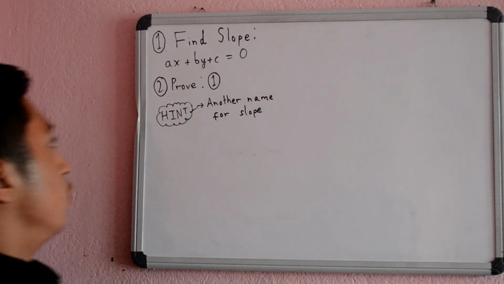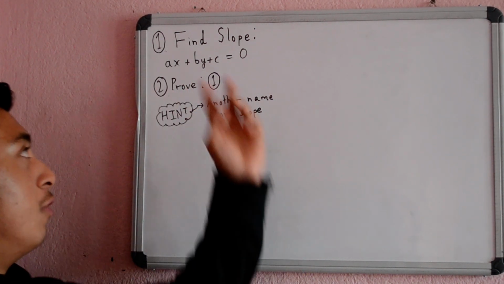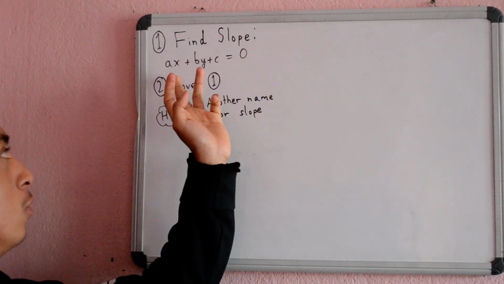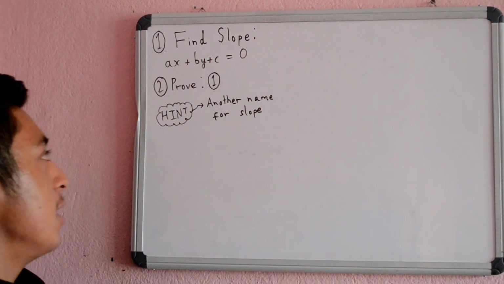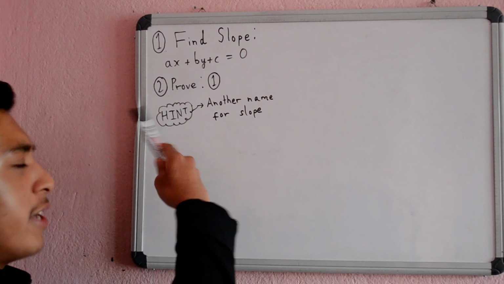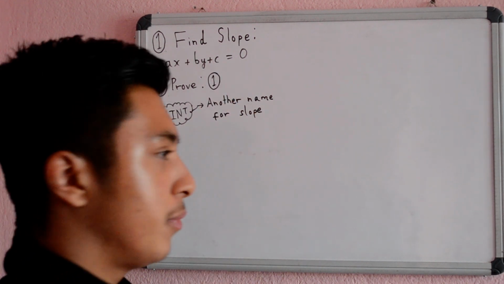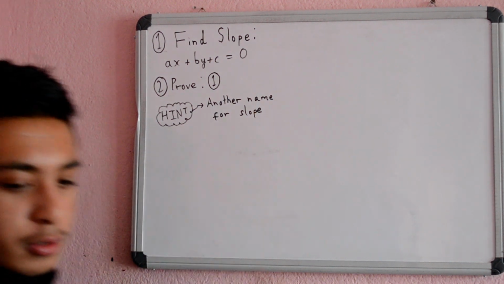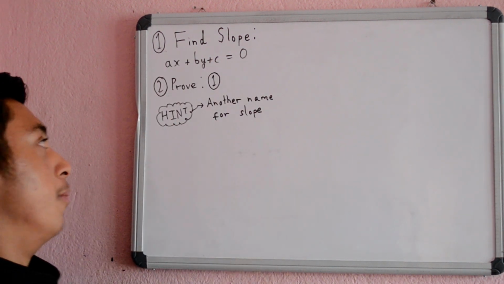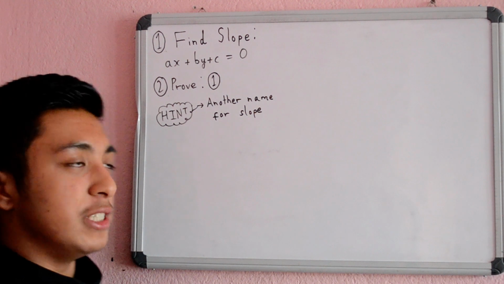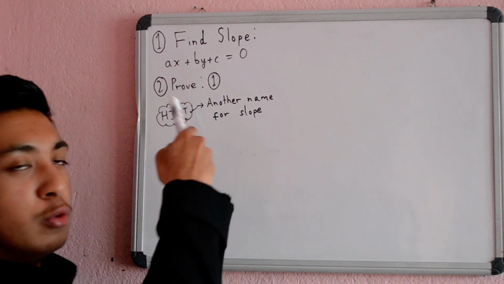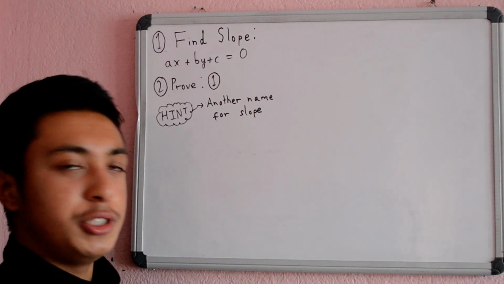Well guys, we have two questions over here. For the first one, we have to find the slope for this equation right here. And then in the next question, we have to prove the answer of this one. So, I've given you guys some hint to try this on your own. Well, you can find the slope obviously, but I meant for the second one, to prove this first question.